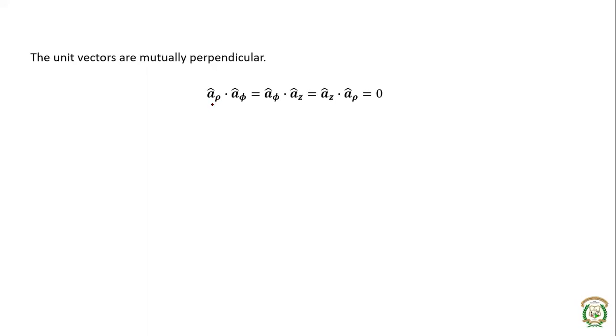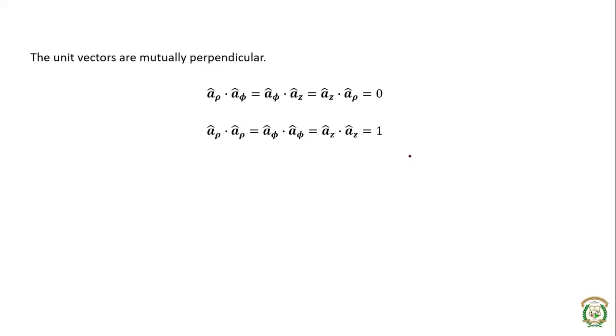That's why the dot product of a unit vector with any other unit vector is 0. That's why we have a rho dot a phi, which is equal to a phi dot az, which is a phi dot a rho. If you reverse the order, it will be the same because the dot product is commutative. But if you find the dot product of any unit vector with itself, then what do you get? You get 1, because the angle made by a vector with itself is 0. Cos 0 is 1. That's why a unit vector dotted with itself will give you 1.